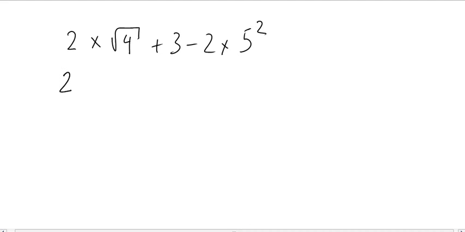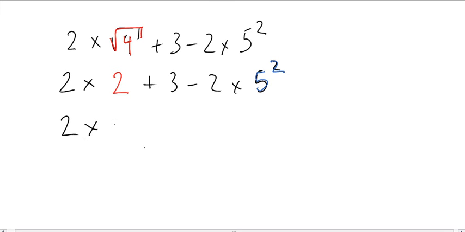So we say 2 times, and we know that root 4 is 2. So here, root 4 is going to become 2. Plus 3 minus 2 times 5 squared. The next thing we solve are exponents. So this would be this 5 squared here. And we're just going to write 5 squared as 5 times 5, 25. So we say 2 times 2 plus 3 minus 2 times 25.